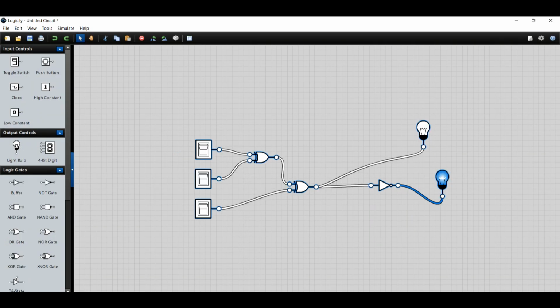Our fifth experiment is design and implementation of parity generator. In this logic diagram, we have 3 inputs and 2 outputs, 2 XOR gates, 1 NOT gate, and then we have the outputs as even parity and odd parity.